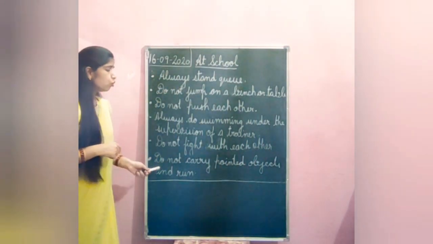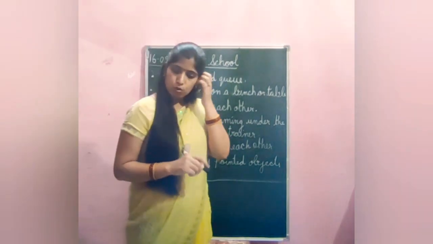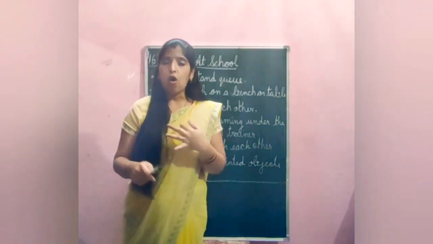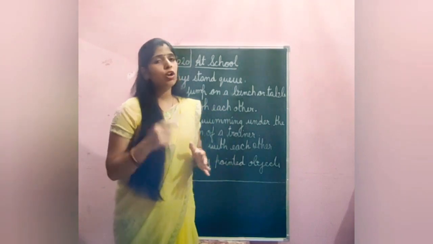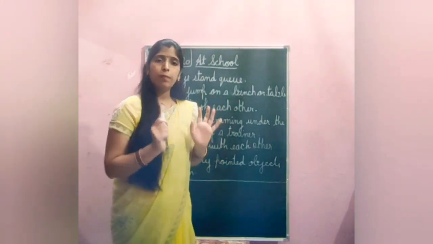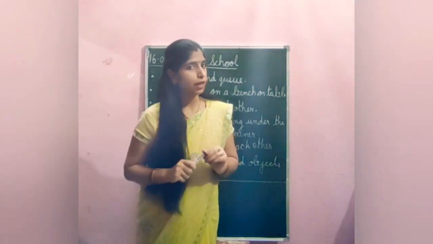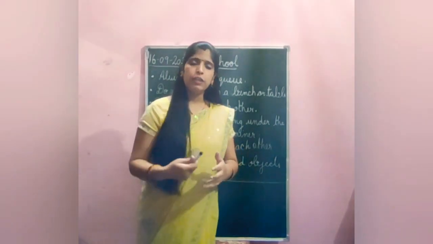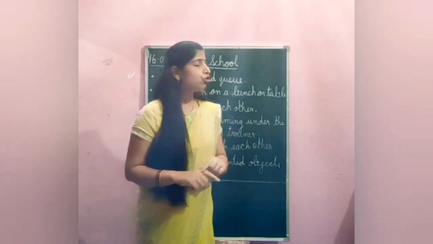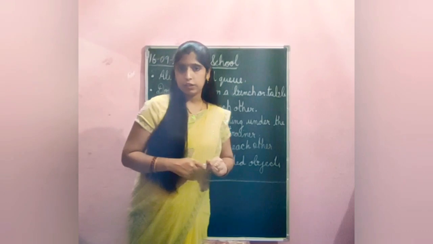Now next point, do not carry pointed objects and run. As we discussed at home also, children, you should not play with pointed objects like scissors, fork, knife and all. In the school also, even your pen is very pointed, your pencil is very pointed. When you are running, when you are playing, you should see that any pointed object should not be in your hand. It may happen that you are running, holding the thing in your hand, and by mistake it can hurt someone. So be careful. You should not run while carrying a pointed object.